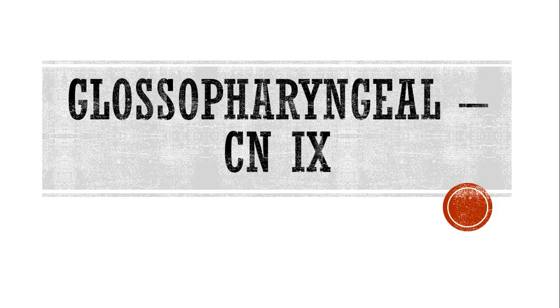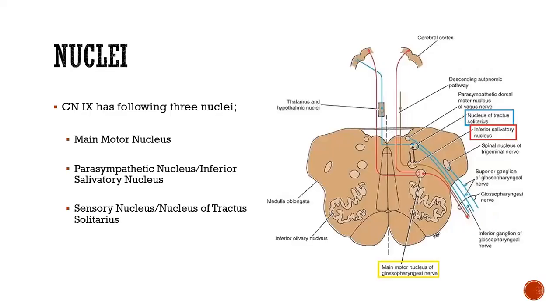So first, let's talk about the glossopharyngeal nerve, which is cranial nerve number 9. When I talk about the nuclei first, this nerve basically has three major nuclei. One is known as the main motor nucleus. The other one is known as the parasympathetic nucleus, also known as the inferior salivatory nucleus. And another one is the sensory nucleus, which is known as the nucleus of tractus solitarius.